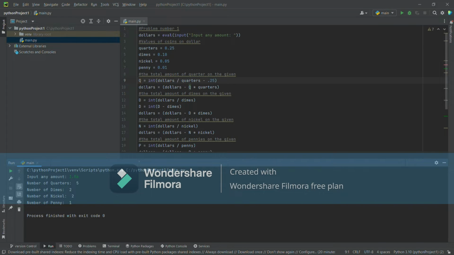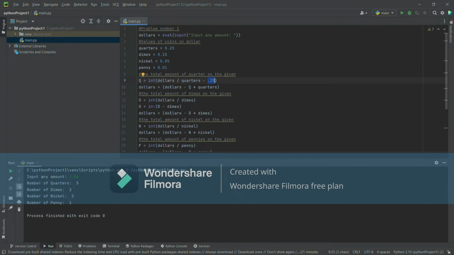Why? First, in quarter, I use the formula integer. I use integer because of the decimal points like 0.25, 0.10, 0.05, and 0.01. That is why I use integer. So the total amount of quarter on the given will be equal to dollars divided by quarters minus 0.25.